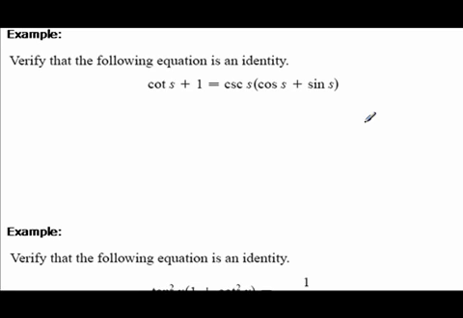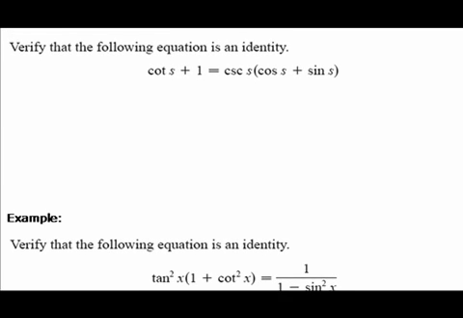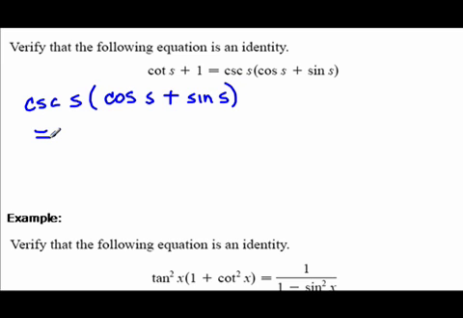So if you compare the left side and the right side of this identity, clearly the right side looks more complicated. So let's start with that. I'm going to recopy the right-hand side. Right-hand side says cosecant s times the quantity cosine s plus sine s. And it's our job to transform that using nothing more than those fundamental identities on the first page. Try to make this look like the other side.